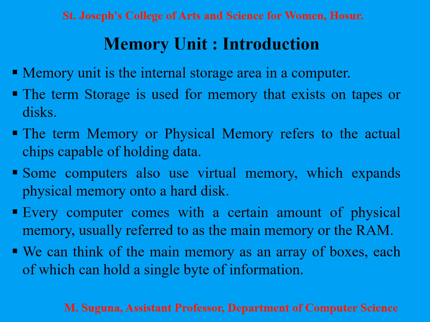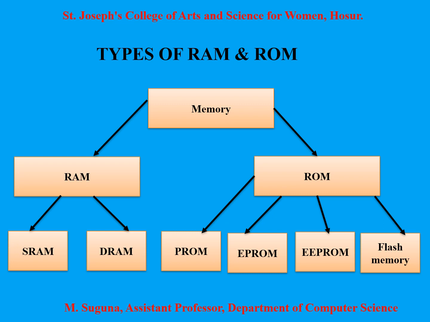We can think of the main memory as an array of boxes, each of which can hold a single byte of information. See here in the diagram, we can see the types of RAM and ROM. Memory is actually divided into two types, that is RAM and ROM. RAM stands for random access memory. It is of two types, static RAM and dynamic RAM. And another type of memory is ROM, read-only memory. It is of four types: PROM, EPROM, EEPROM and flash memory.